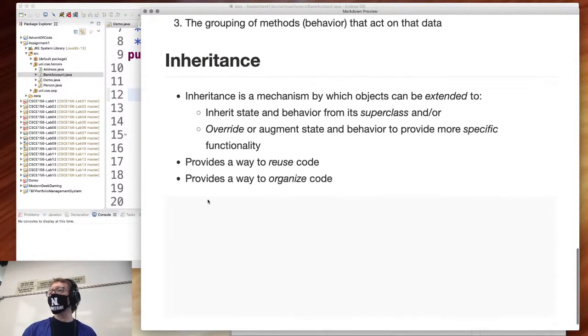And inheritance, basically, it's a mechanism that allows you to do even more code reuse. It's a mechanism by which objects can be extended, and that's italicized there because in Java we use the keyword extends in order to do this. And you inherit state from its parents. So you've got a parent-child relationship.